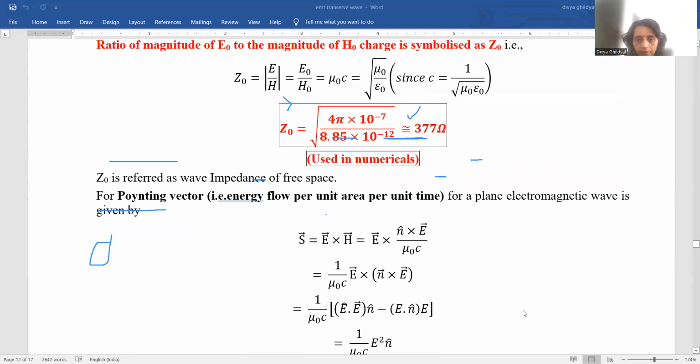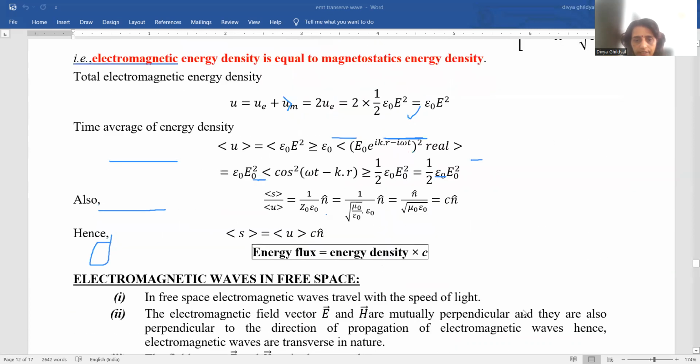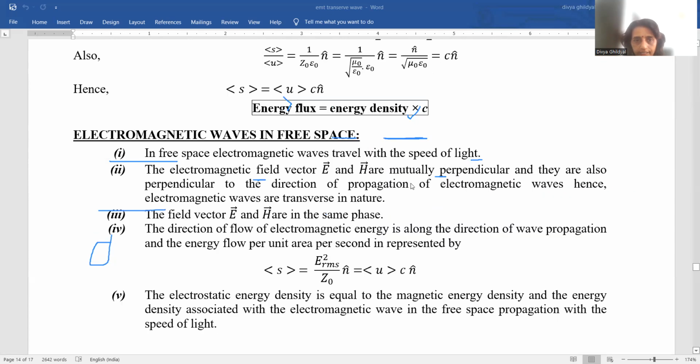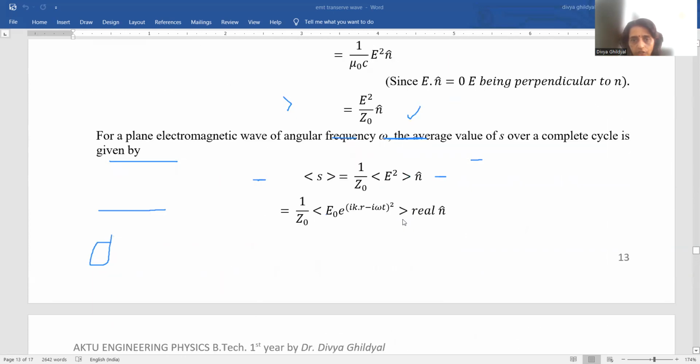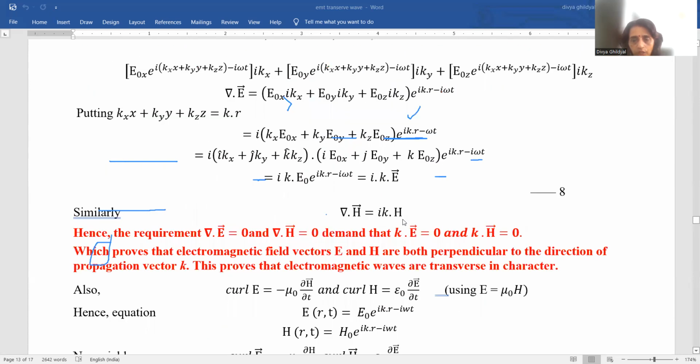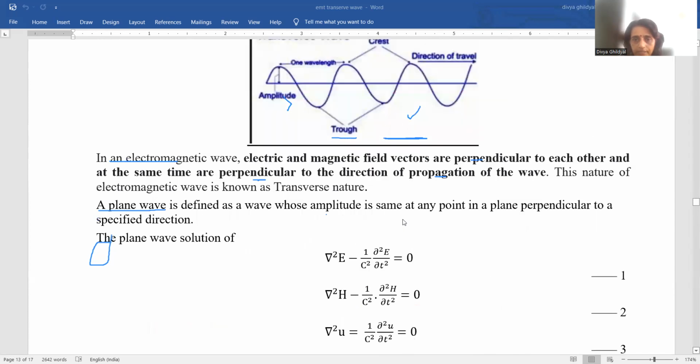So a quick recap, what did we do in today's lecture? Fast, we will just revise it: electromagnetic waves are transverse in nature. They travel with the speed of light. The electric field and magnetic field are traveling perpendicular to each other and perpendicular to the wave vector, and the velocity of light c is given by 1 upon under root μ naught ε naught.